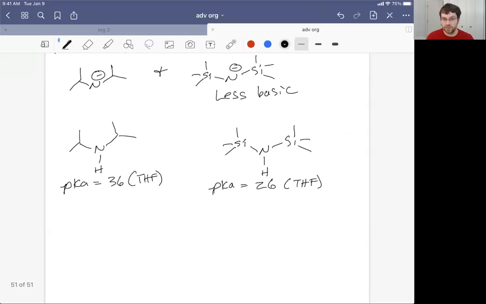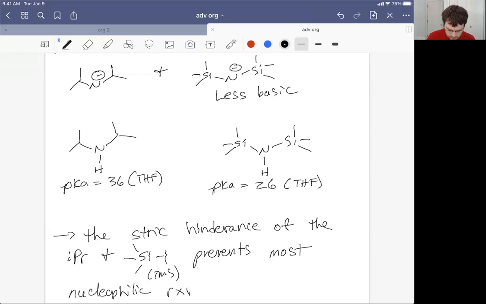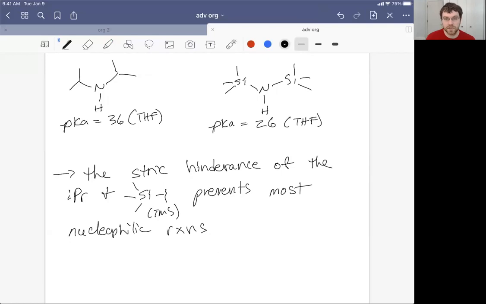The reason why we choose these two bases in particular is because they have added steric hindrance, and so they're also not good nucleophiles. The steric hindrance of the isopropyl and SiCH3, which is a TMS group, trimethylsilyl, prevents most nucleophilic reactions. So these things won't serve as nucleophiles despite having a negatively charged atom because of steric hindrance. Now that's helpful because we want them to deprotonate and remove hydrogen atoms. Hydrogens are just single subatomic particles, so if you have a lot of steric hindrance, you can typically still reach the hydrogen atom. We call these then non-nucleophilic strong bases.